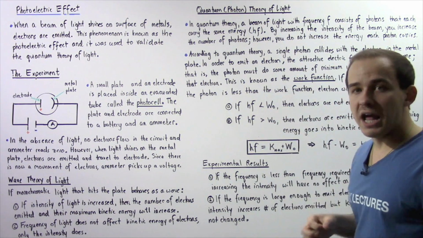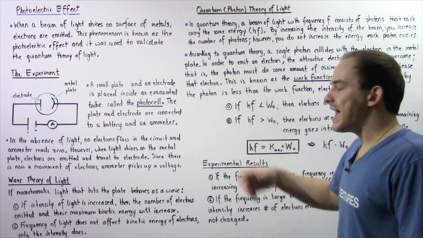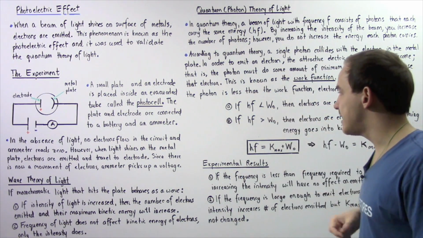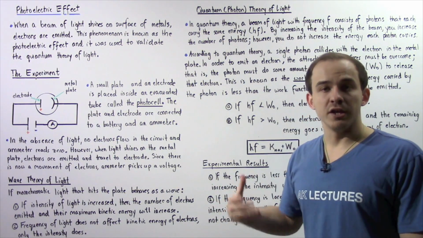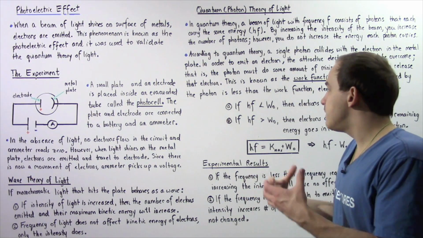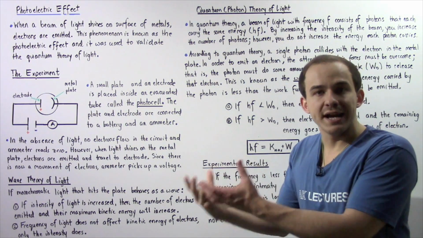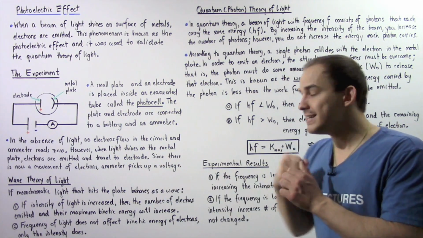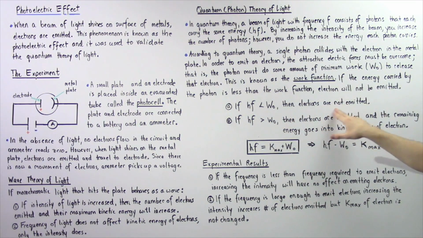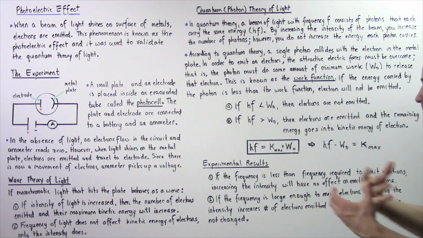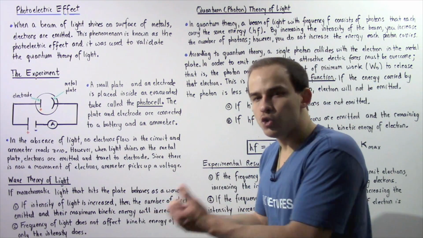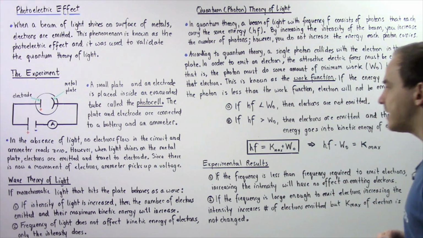If h multiplied by f, which is the energy carried by a single photon, is less than the work function of the electron, in other words, the quantity of energy that must be gained by the electron for it to emit itself, then electrons are not emitted, because the photon does not have enough energy to give to that electron to emit it.